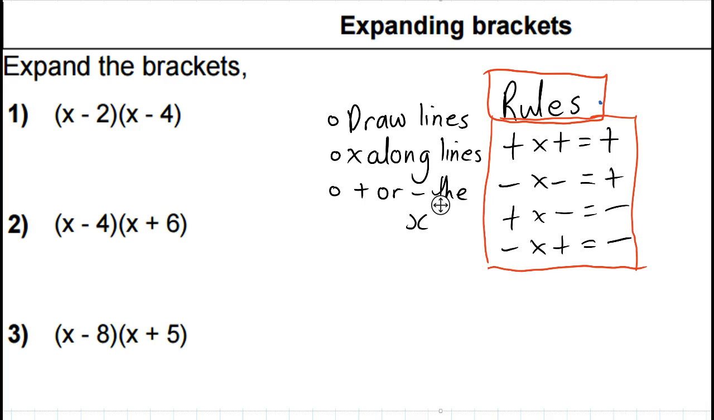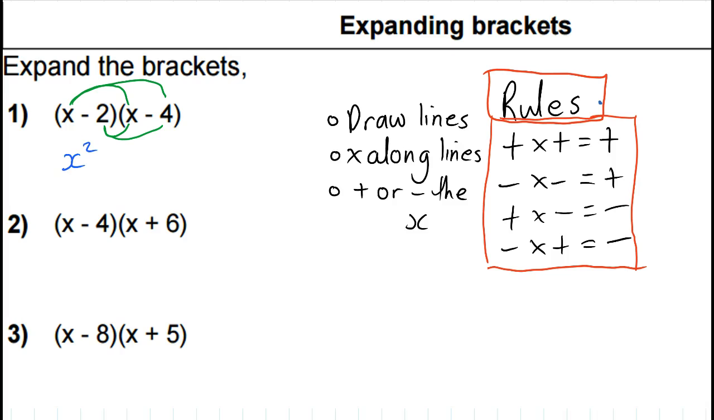My first step, like before, is to draw those lines, and that just tells me a list of all the things I've got to times together: x times x, x times 4, 2 times x, 2 times 4. Each term needs to be timesed together. So once I've got the lines, my first line tells me x times x, and because there's nothing in front of the x's, I assume they're both positive and write down x squared.